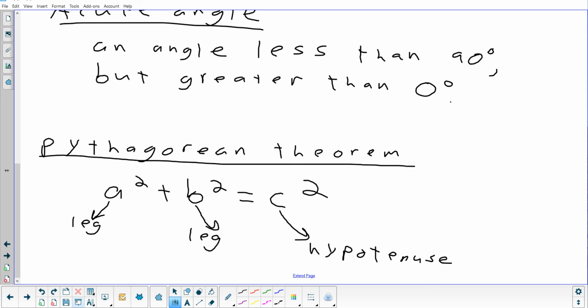So that's a theorem that you can use to figure out sides. This has nothing to do with angles at all. If you want to figure out an angle, that's what we talked about yesterday. Inverse trig. Inverse trig is how you figure out an angle. And that's what we're going to use inverse trig for tomorrow, finding an angle.